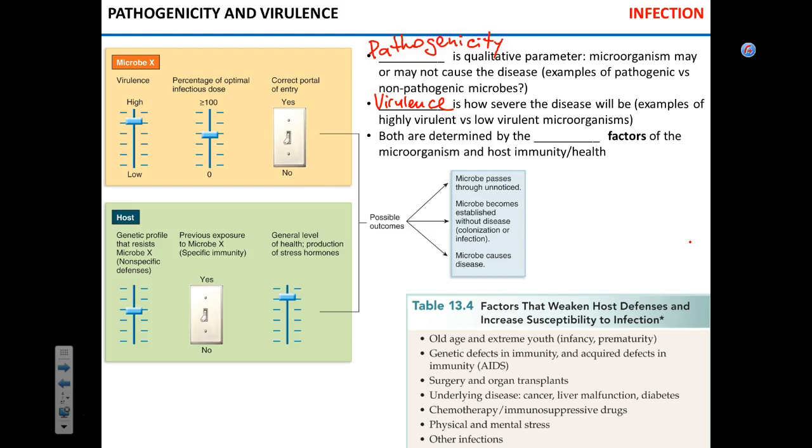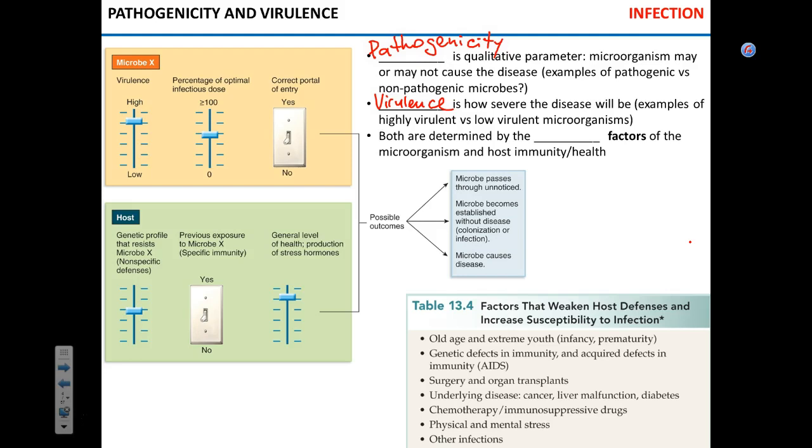You probably have heard about influenza A, influenza B, influenza C. Influenza B has lower virulence than influenza A. It usually causes milder disease. Does that make sense? Do you see the difference between pathogenicity and virulence? You have to be able to recognize that difference. Okay?